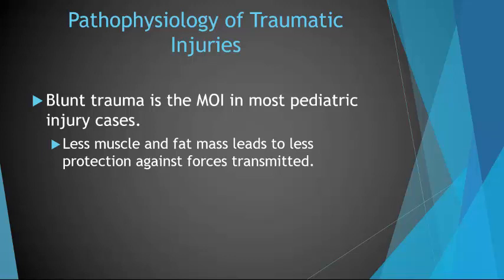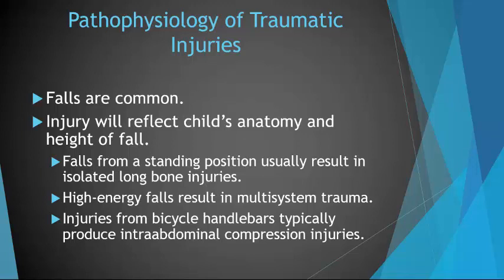Blunt trauma is a mechanism of injury in most pediatric injury cases. Children have less muscle and fat mass than adults, which leads to less protection against the forces transmitted in blunt trauma. Falls are also very common. The injuries will reflect the child's anatomy. Falls from a standing position usually result in isolated long bone injuries. High-energy falls result in multi-system trauma. Injuries from bicycle handlebars typically produce intra-abdominal compression injuries.